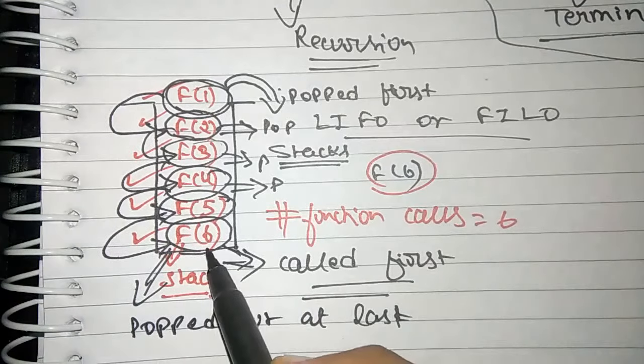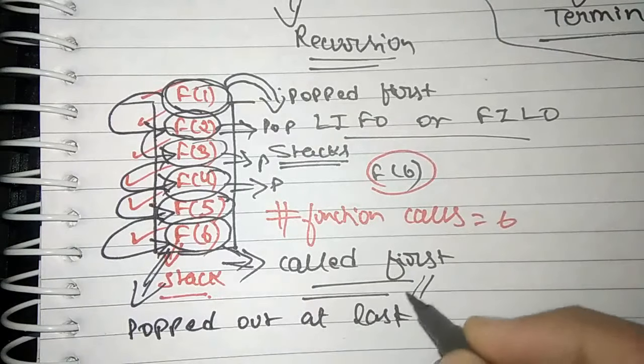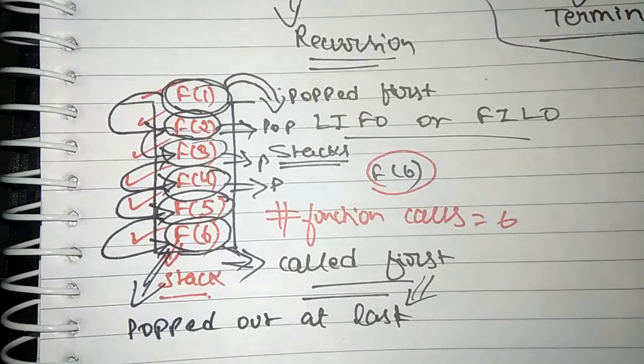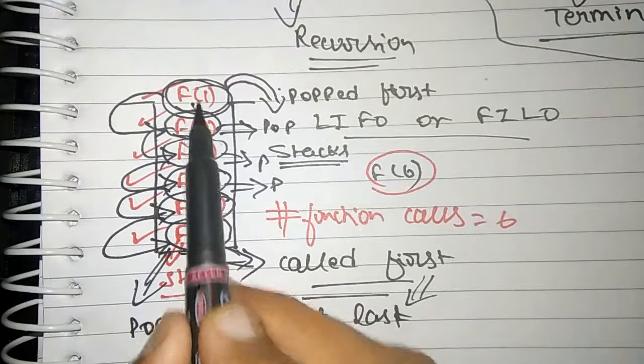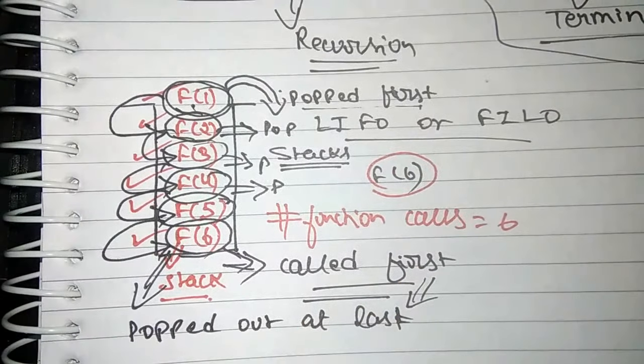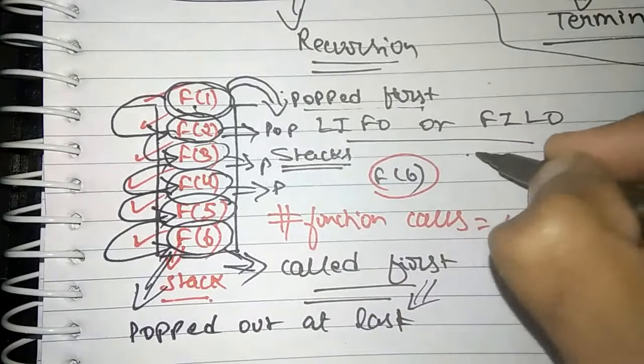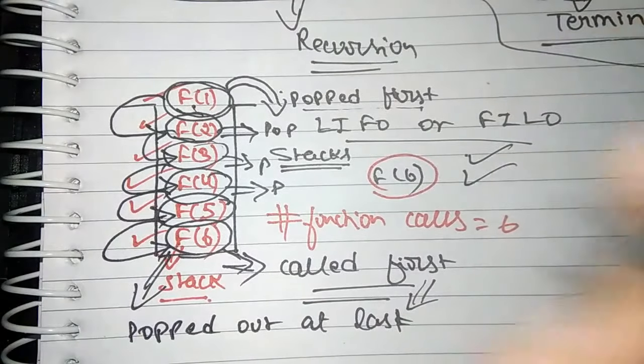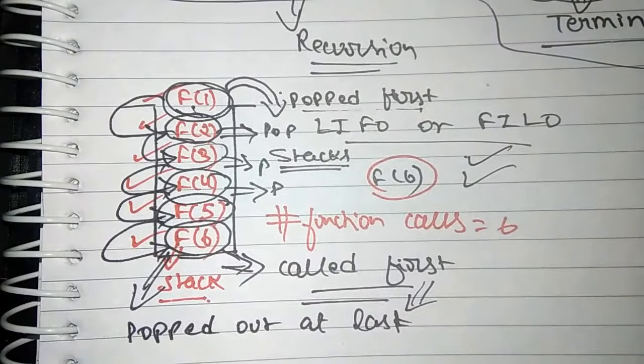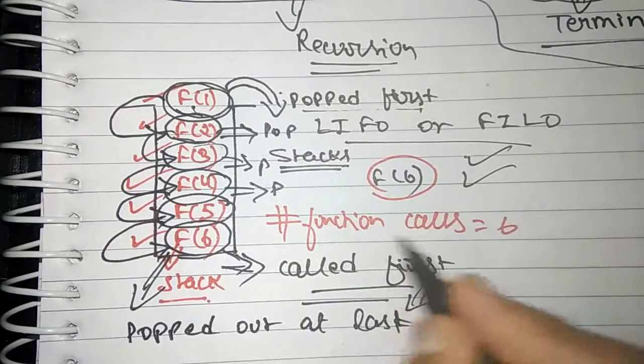F of 6 is called first and is popped out last. F of 1 is called last and popped out first. This is the first in last out order, or last in first out order, right? So how many function calls do we have? 6.